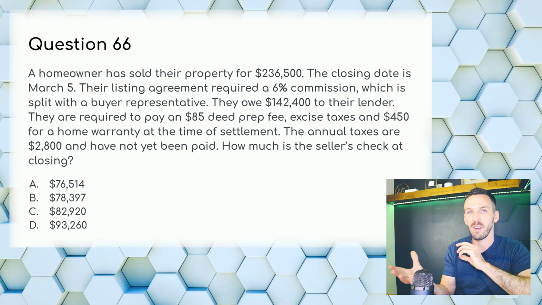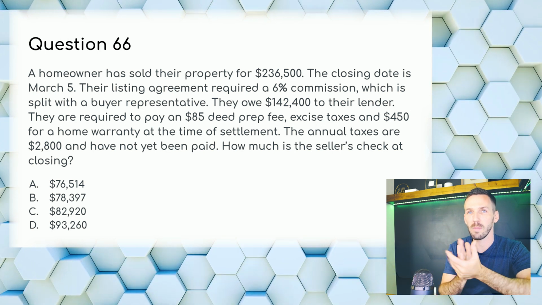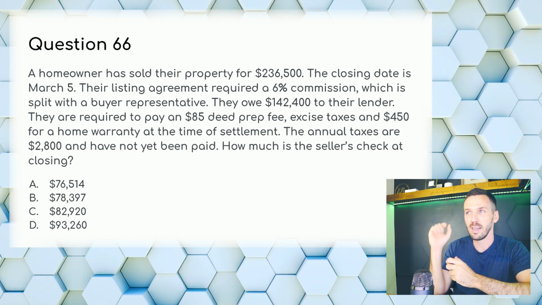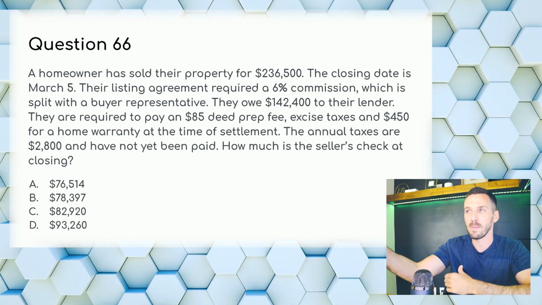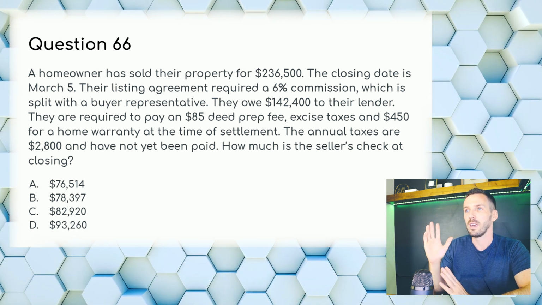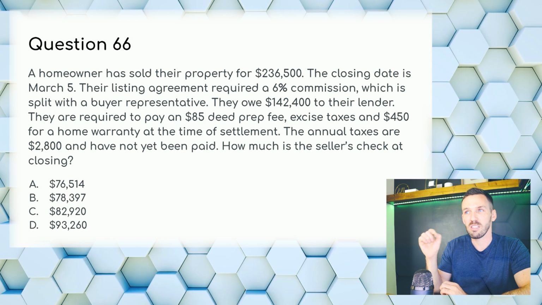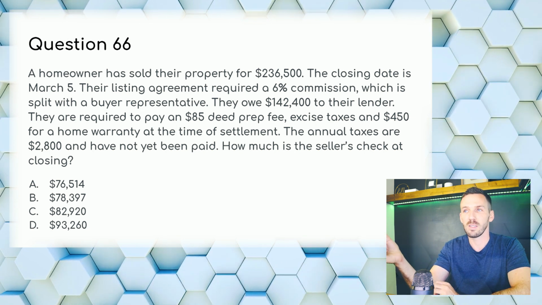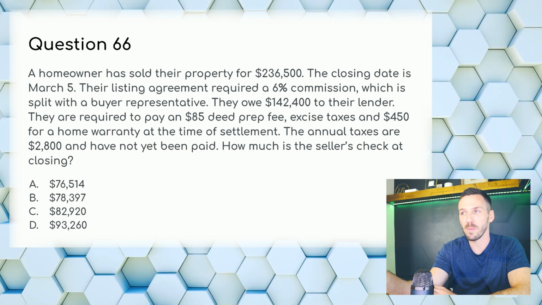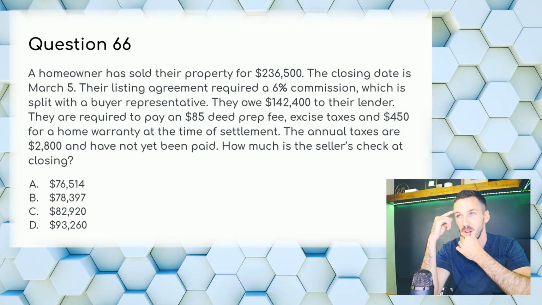That is $505. Right? You can get the monthly amount of $2,800 by dividing 2,800 by 360 days and then multiplying that by the amount of days the seller owned the property, which is 2 months and 5 days. So 6% commission is $14,190. Excise tax, which they kind of snuck in there. They didn't give you a dollar amount there. You have to do the math here yourself.